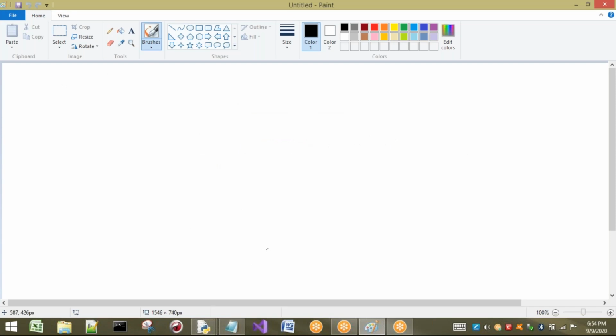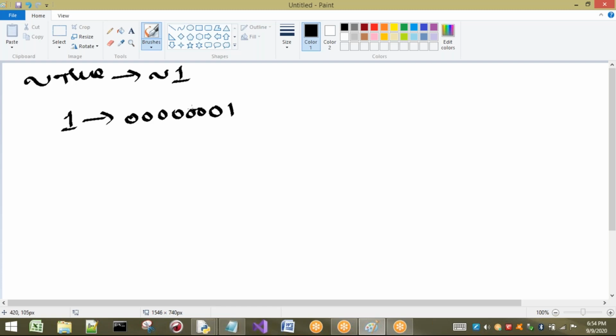Okay, now let us see. Complement of true will be treated as what? Complement of 1. So already you know how to perform complement of 1. First we have to take 1. 1 means, let us take 8 values: 0 0 0 0 0 0 0 1. Okay, this is a positive value. So I want to do complement. Automatically what happens? 1 1 1 1 1 1 1 0.